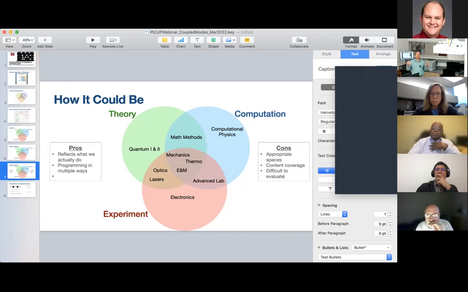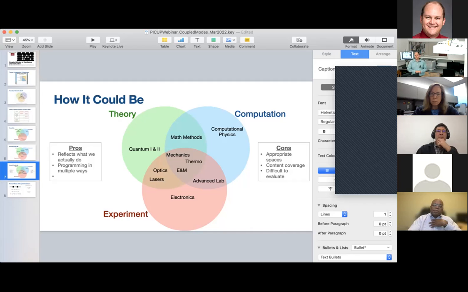Okay, so there's a lot of complexity there, right? Because at least in my experience, the way we grade lab courses is very different than the way we grade theory courses. And, you know, as a lot of the PICUP folks will tell you, the way we grade computational courses is often a bit of a mess anyway. Okay, that's a good point. I like that. I'm just working my way through the chat.